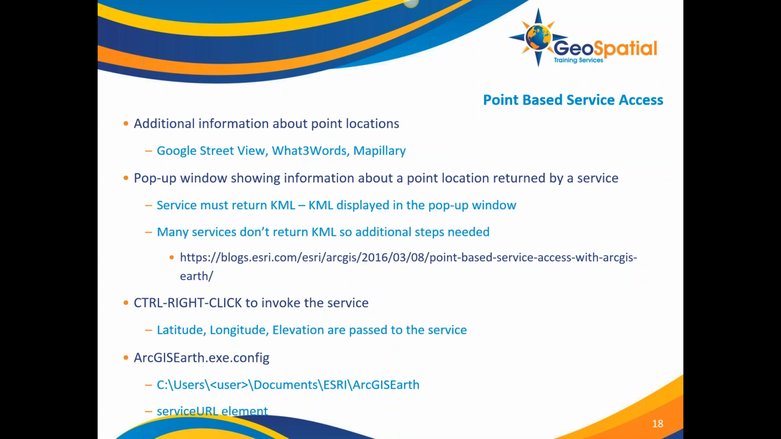So essentially the way that this works is that you click the mouse on any location on the Earth's surface, and then you call one of these services. For example, maybe you want to call Google Street View to determine what that particular location looks like from Google Street View. All right, so any service that supports KML-based data that can be returned will allow you to do this sort of thing. And what it will do is it'll have a pop-up window that shows information about a point location that's returned by that service. The service does need to return KML, and that KML is going to be then displayed in a pop-up window.